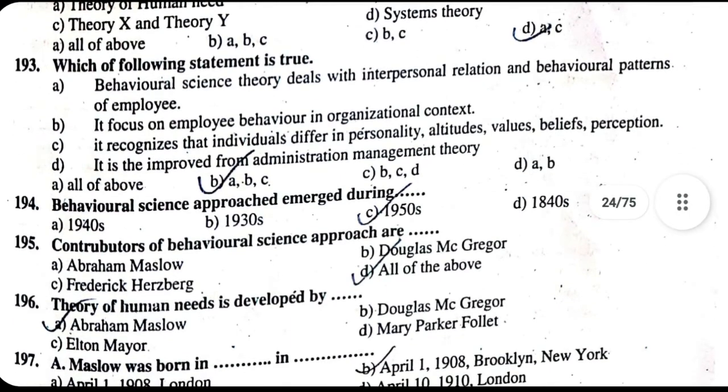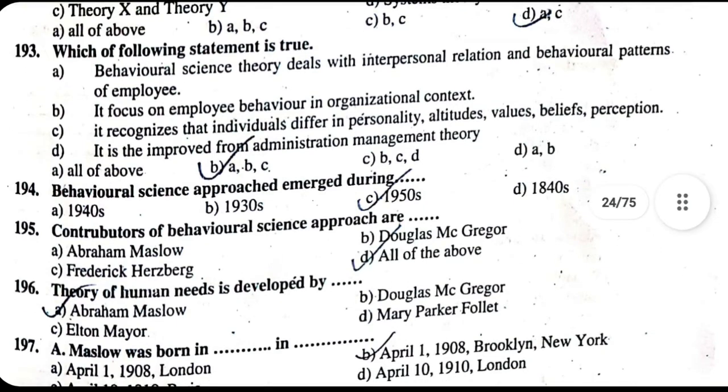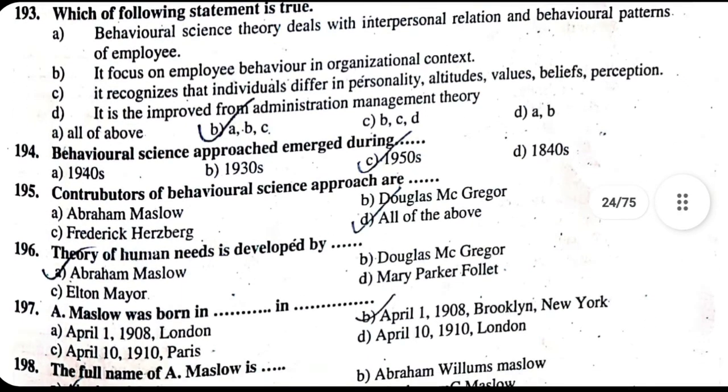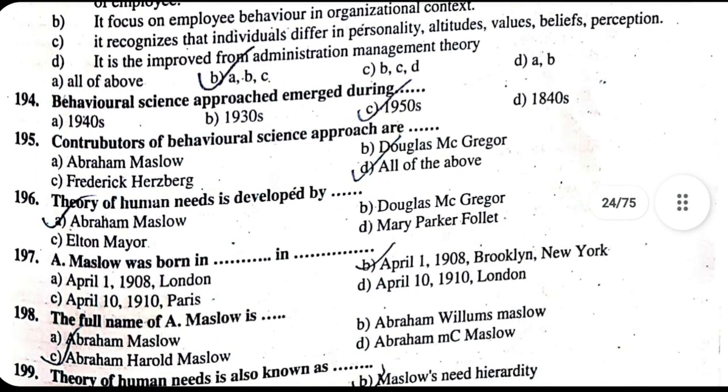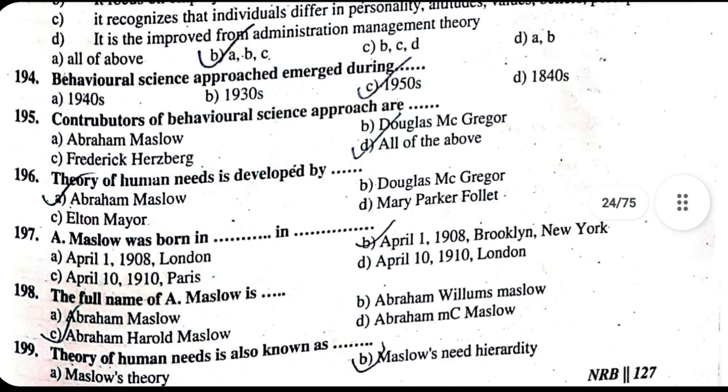Question 197. Maslow was born on April 1, 1908, in Brooklyn, New York. Abraham Maslow was born on April 1, 1908, in Brooklyn, New York. Question 198. The full name of A. Maslow is Abraham Maslow. Question 199. The theory of human need is also known as Maslow's need hierarchy.